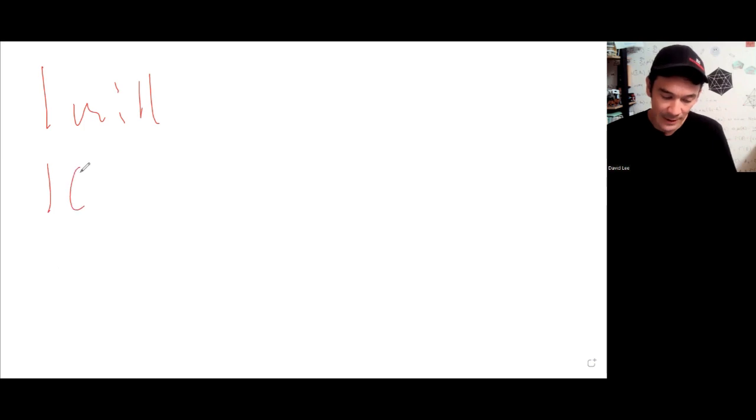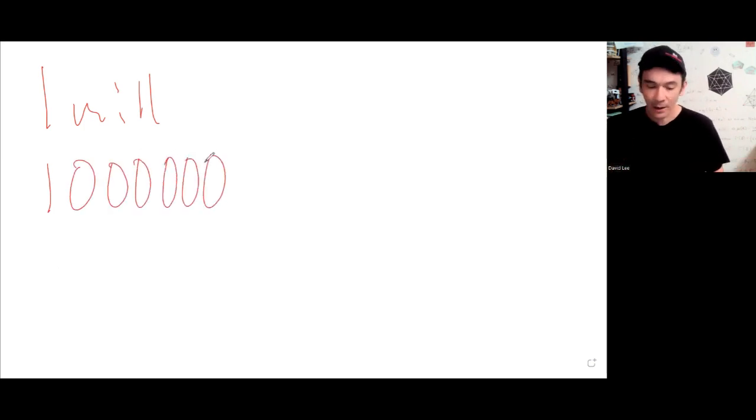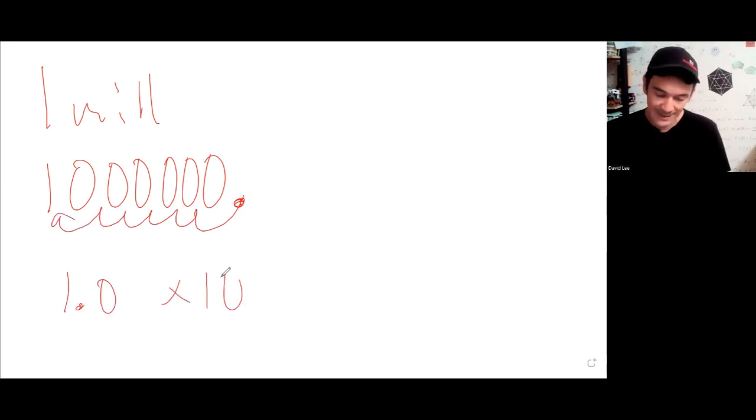Well, a million is 1 and 1, 2, 3, 4, 5, 6 zeros. Right now, originally, the decimal is right there. But you want it to be 1, 2, 3, 4, 5, 6 spaces away. So that would be 1.0 times 10 to the power of +6, because you move the decimal to the left.